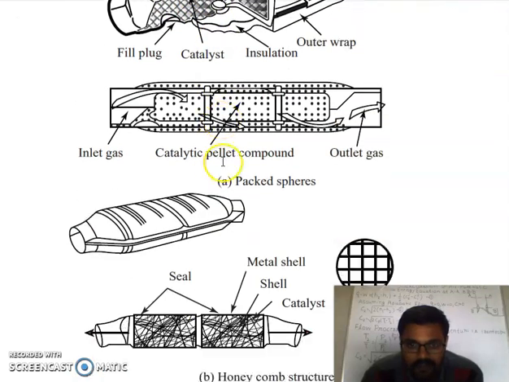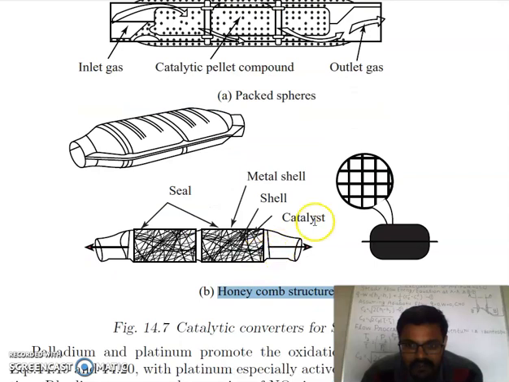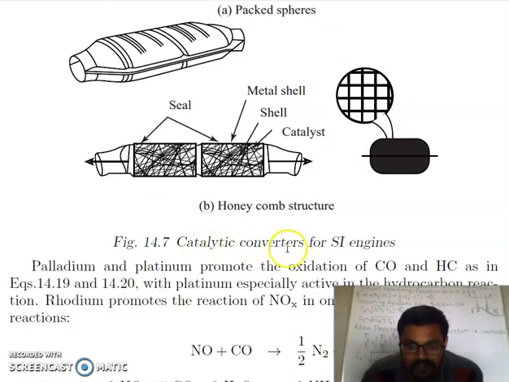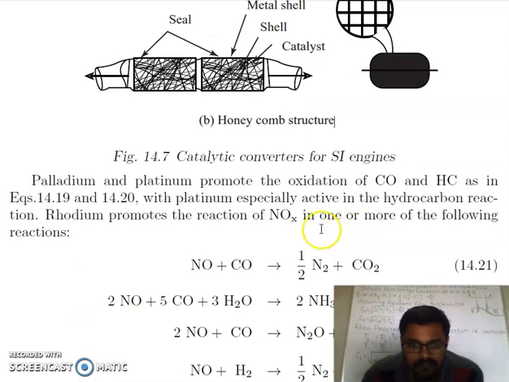There are two types of catalytic converters here. One is your packed sphere, second is honeycomb structure. In the packed sphere you can see the catalytic pellet compound. This is the inlet of gas from one side and this is your outlet. So the catalytic converter looks like this. Second is the one with a metal shell, and this is the structure you have in this converter. So these are catalytic converters for spark ignition engines.